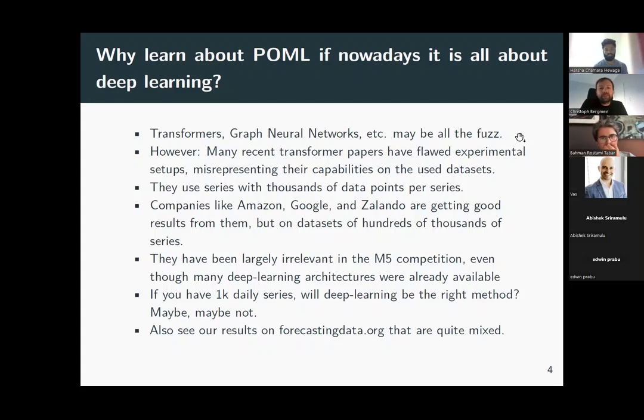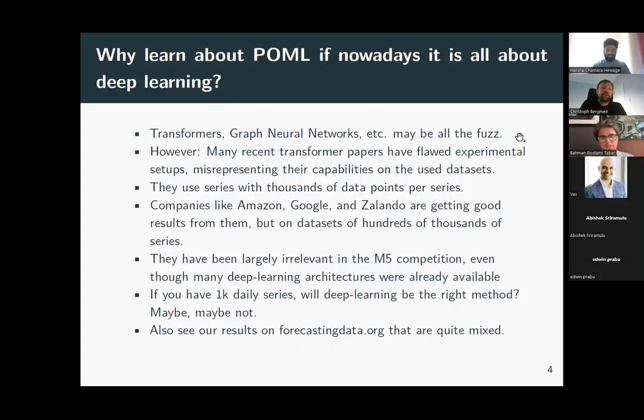For example, they use only series with thousands of data points per series. And while companies like Amazon, Google, also Zalando, may be getting good results with these transformers, they have hundreds of thousands of series. Another thing to keep in mind is that these models have been largely irrelevant in the M5 competition, even though many of these architectures were already available at that time. I mean, obviously, a lot more have come out since then, but some were definitely already there. So the question is, why did people not use them?